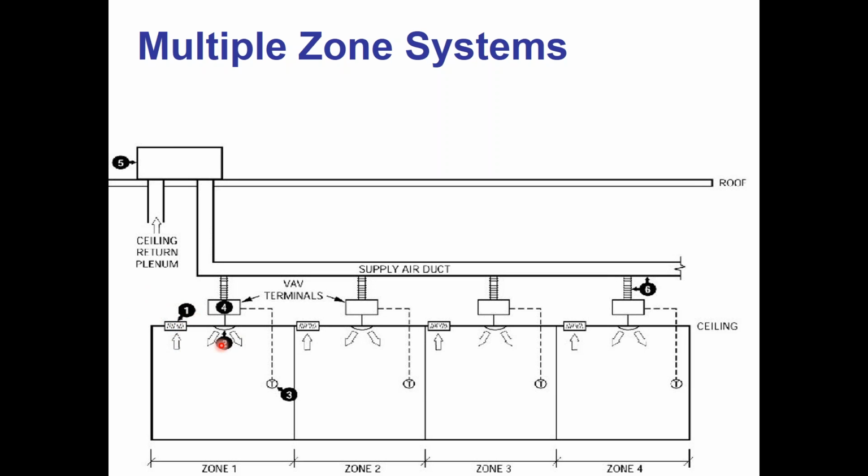Number 2 is the supply air and the supply air diffusers, distributing air into the rooms. Number 3 is the thermostat on the wall. Number 4 is the VAV terminal or the VAV box. Number 5 is the rooftop unit or the air handler. And number 6 is the duct system. Sorry about that, Sean. I didn't know what you meant when you said nomenclature, but now it's crystal clear. Thank you. So that's our basic VAV system.